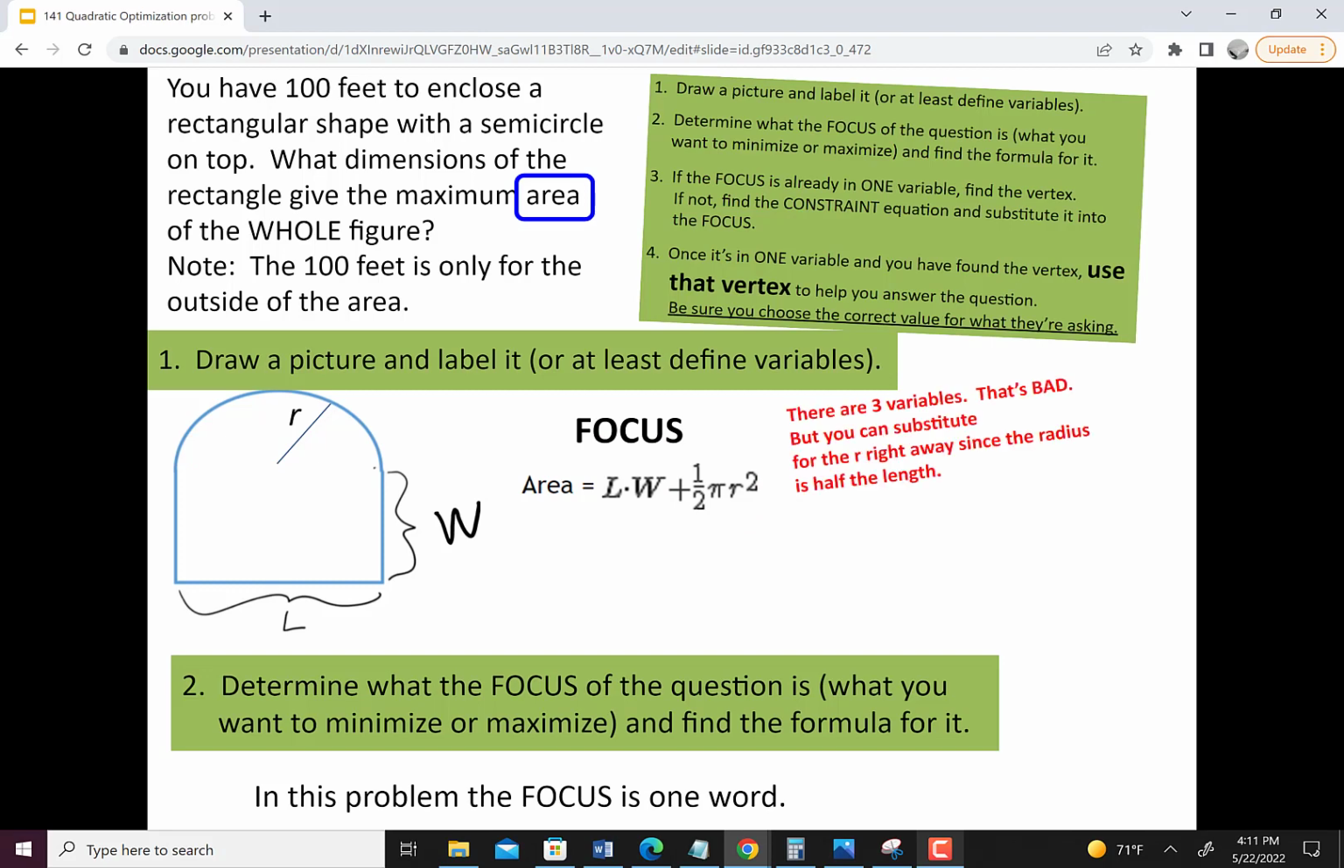Now you don't have to do this now, but this is a problem. We've got three variables. We've got L, we've got W, we've got R. While we can't quickly fix the L and W, we can actually make the R disappear, because if I draw the R from the middle out to the right-hand edge, parallel to the bottom, that's actually 1/2 of L. So I can substitute for R and write 1/2 L, and it simplifies down to this formula, which now has two variables, but 2 is better than 3.